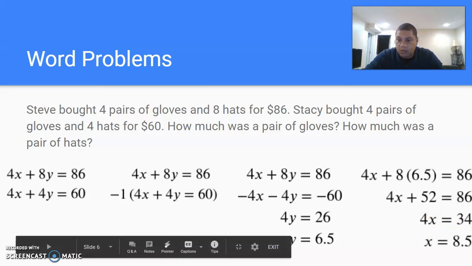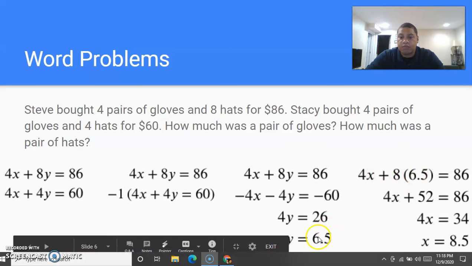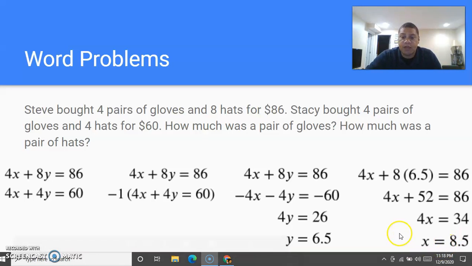Once I know all that, plug in the y value. 8 times 6.5 is 52. Subtract 52 from both sides. Divide both sides by 4. x equals 8.5. Okay?